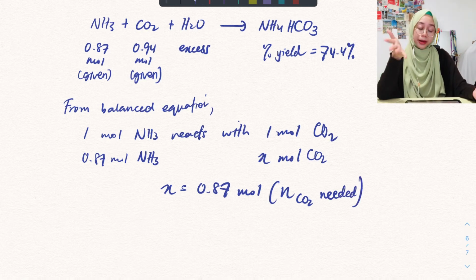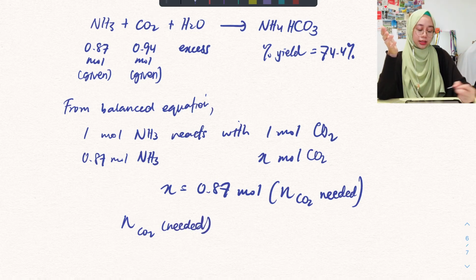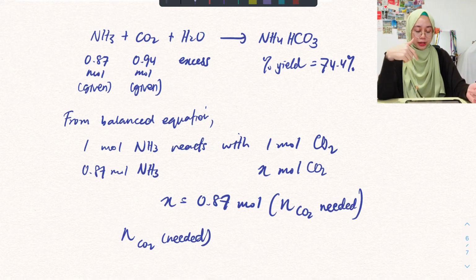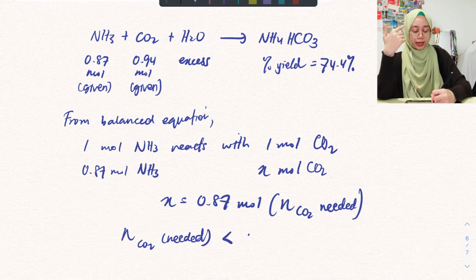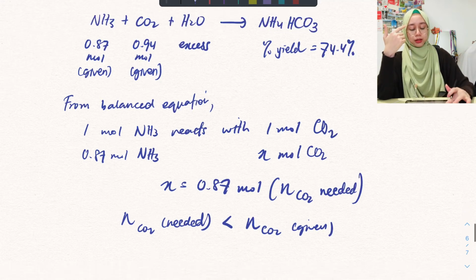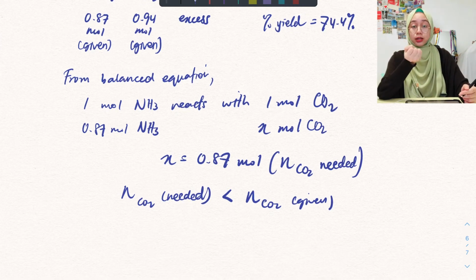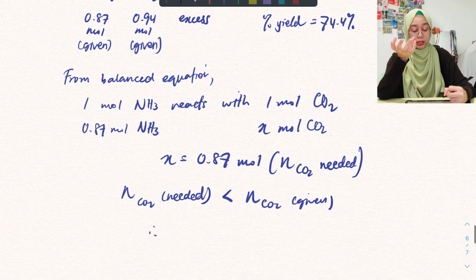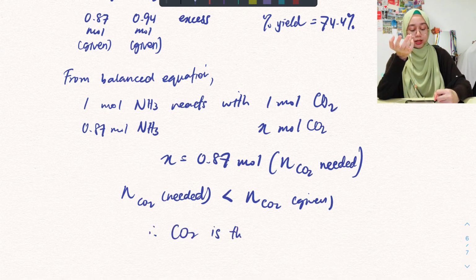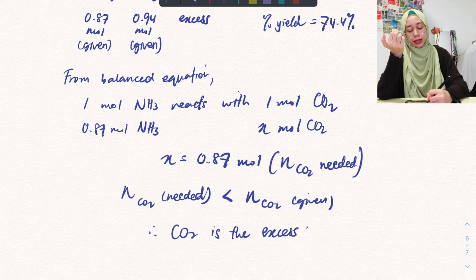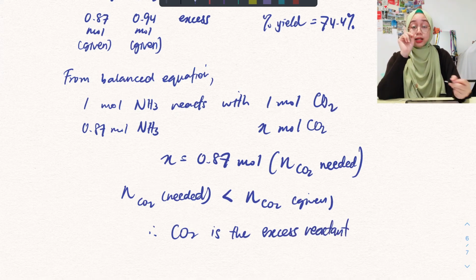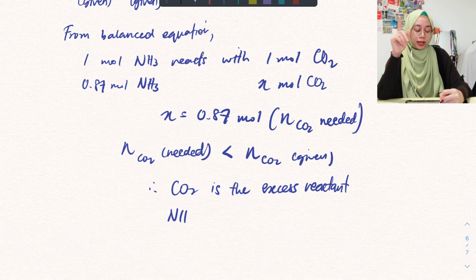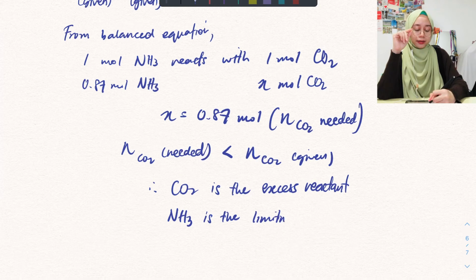So now you can compare. The mole of CO2 needed, is it less than or more than the mole given? It is 0.87 compared with 0.94, so it is less than the mole of CO2 given. Therefore, since what we need is less than what we have, CO2 is the excess reactant. So automatically, the limiting reactant is ammonia.